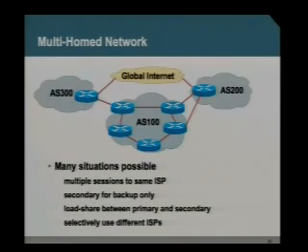This one, well, many situations are possible here. This is the true multi-homing. AS100 has got two links to 200, and maybe you use AS300 as a backup or something like that. You've got to try and figure this out. You've got load balancing between 100 and 200, and you've got load balancing between 200 and 300.